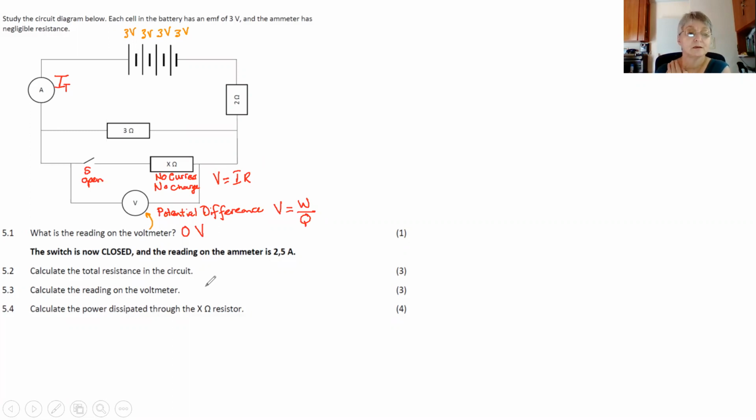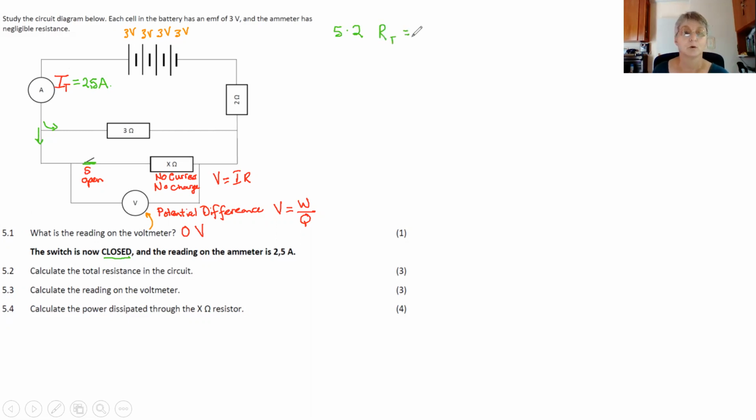Right, then they say this switch is now closed. If the switch is now closed, there will be current flowing through the X ohm resistor, and the current would split at this point. The reading on the ammeter, which is the total current, is now 2.5 amperes. Calculate the total resistance in the circuit. Number 5.2.